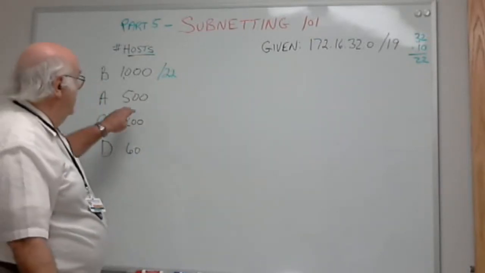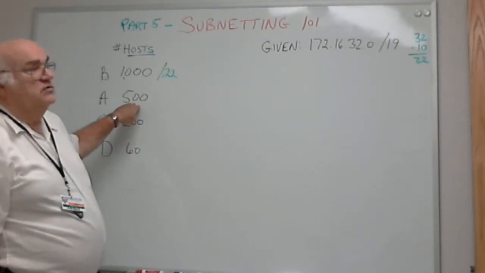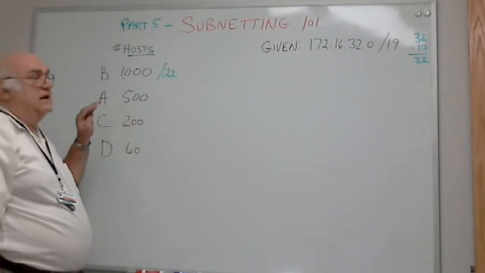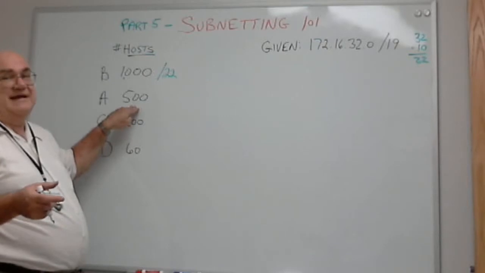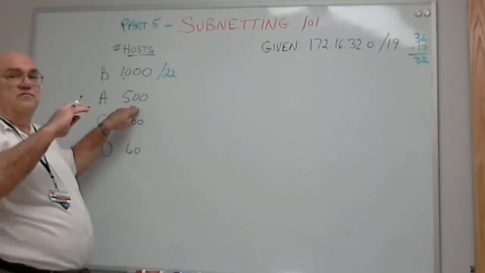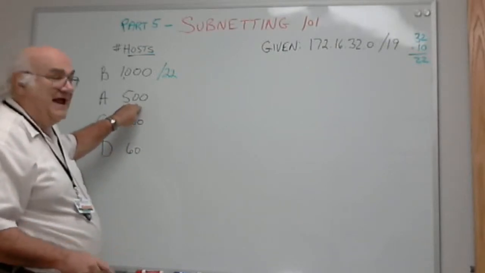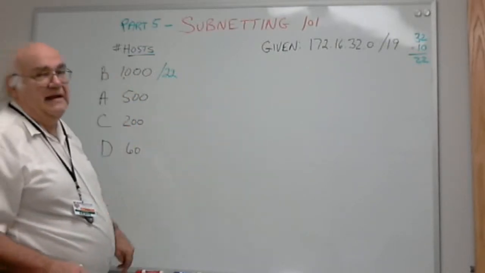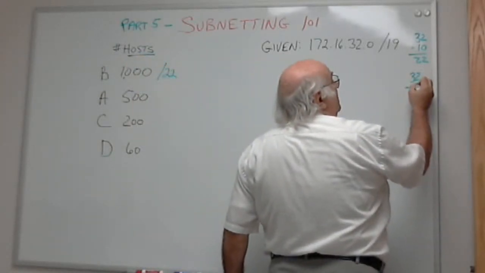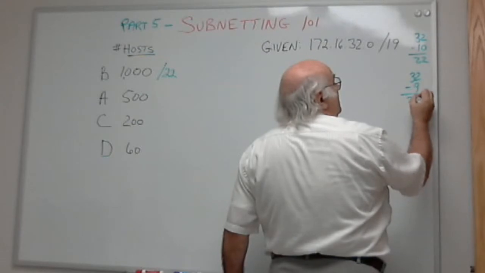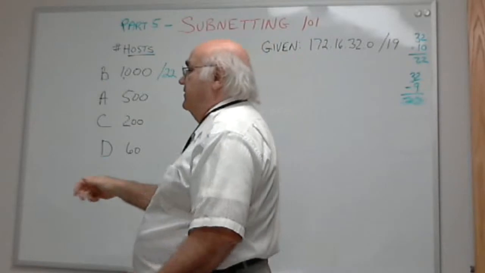Here, I need 500 hosts. That is 2 to the 9th power. 2 to the 9th power is 512, minus 2 is 510. Remember, you always have to subtract 2 for all zeros and all ones. So 512 minus 2 is 510. I can get 500 hosts with 9 bits. So how many bits are left over for my network? 32 minus 9? Yeah, 21. Good math, John. Good math.